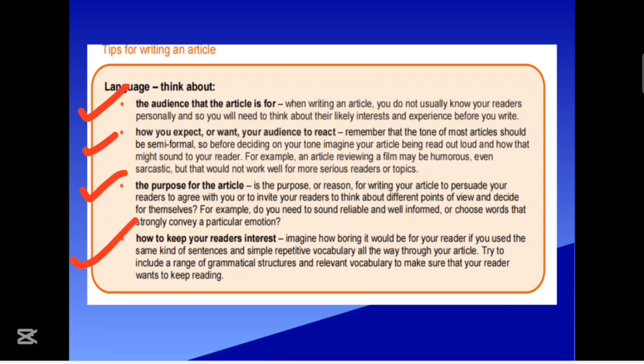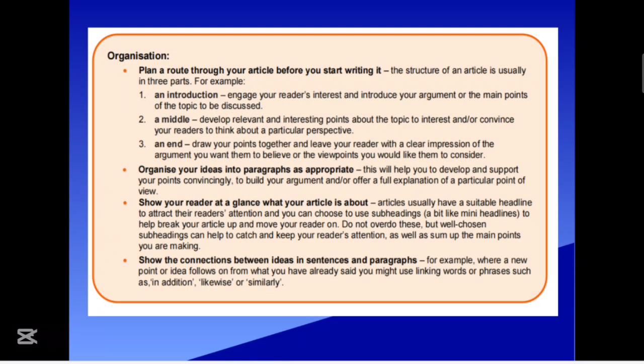Then we have the last one, how to keep your readers' interest. If your article is not interesting, I might read the first few lines and then move to the next page. So how do you engage your reader? Imagine how boring it would be for your reader if you use the same kind of sentences and simple, repetitive vocabulary all the way through your article. Try to include a range of grammatical structures and relevant vocabulary to make sure that your reader wants to keep reading. So you have to engage your reader throughout the article if you want them to read it.